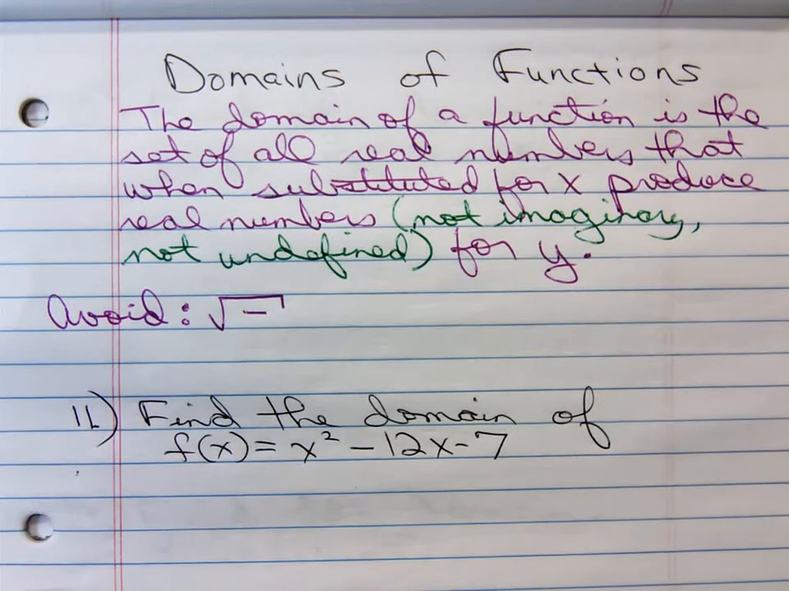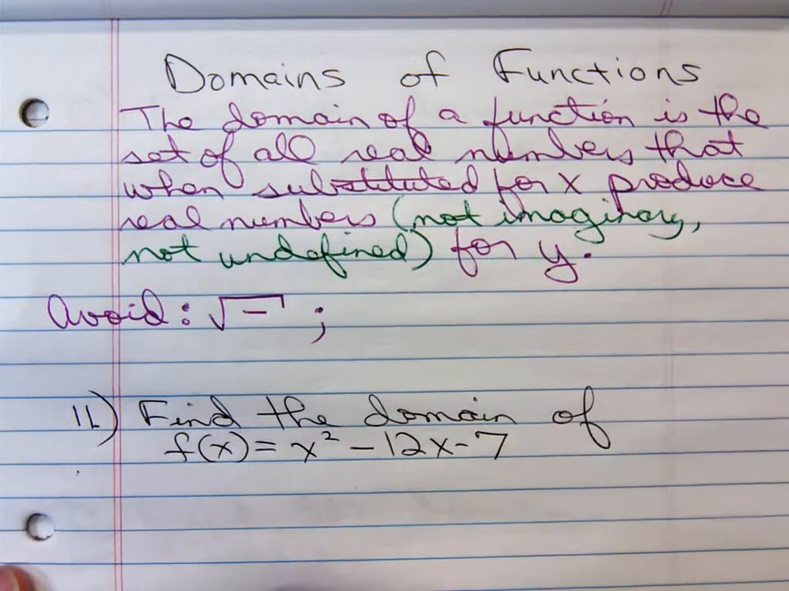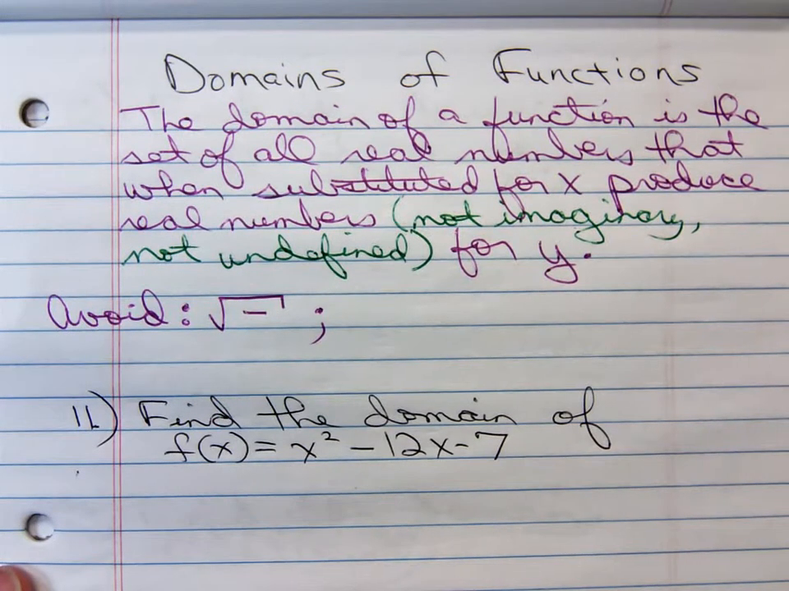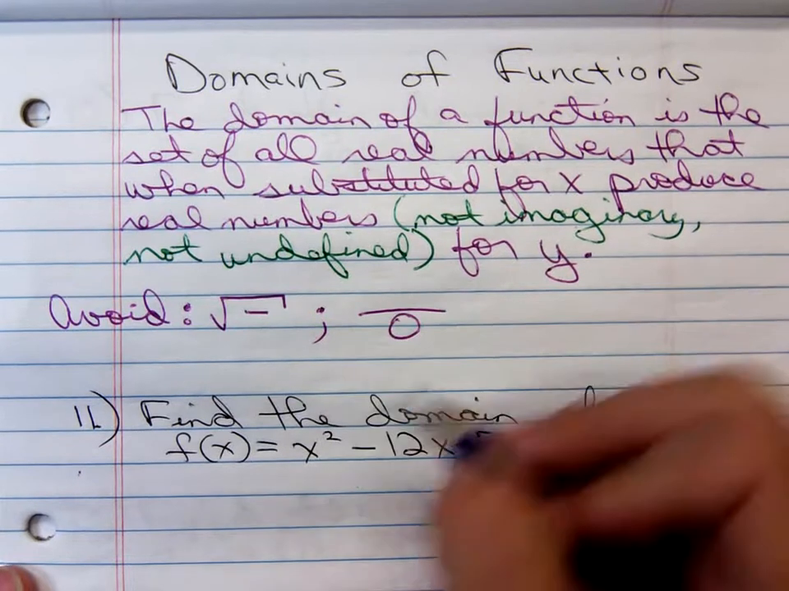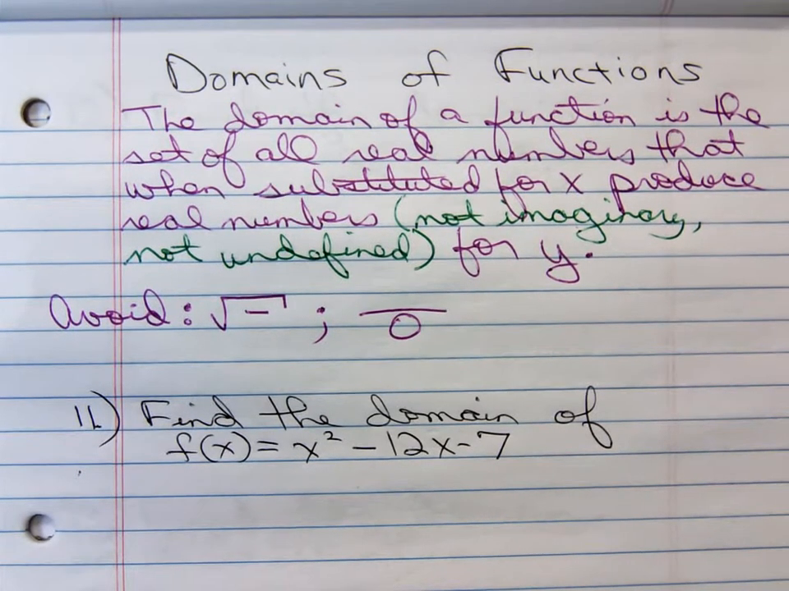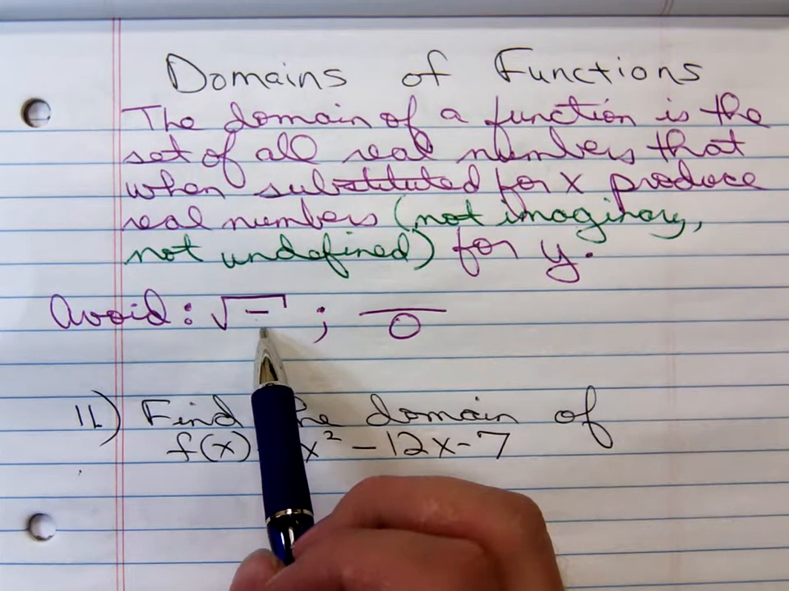Okay. When do we get undefined results? We'd be dividing, and under certain circumstances, we'd get an undefined result. What was it? 0 in the denominator. Okay, those denominator cut points. Those are the two things we want to avoid. We want to avoid square roots of negatives. We want to avoid denominators of 0.